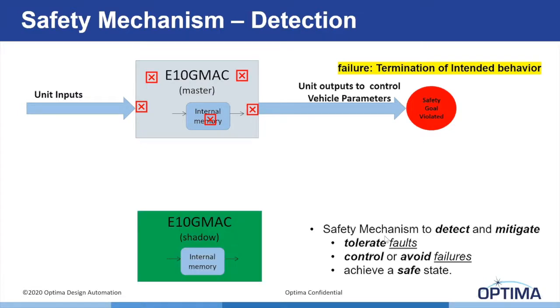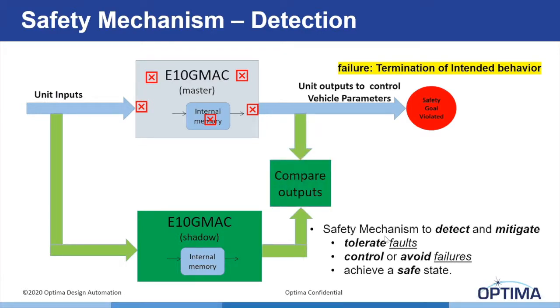Let's have another 8N GMAC, which we call the shadow. Give it the same inputs, take out the outputs, and compare with the master 8N GMAC. So now the fault also goes to the compare your outputs, and one unit is functioning faulty and another unit is functioning correctly. By comparing these outputs, you can detect the fault that occurred in the master. Actually, the faults occurring in the 8N GMAC master are controlling the vehicle parameters and violating the safety goals. So in a way, we are detecting a fault that occurred in the master. The probability of multiple faults occurring in both of the MACs is very, very low. So in this way, you are actually detecting the fault.